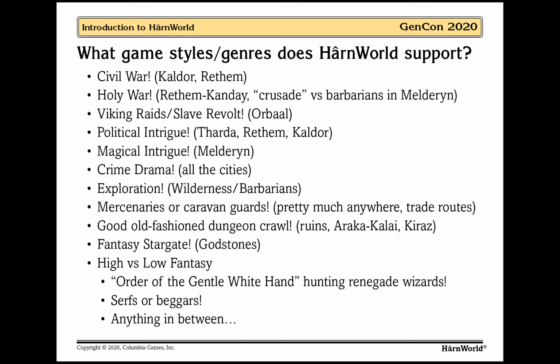Or if you want to go the complete opposite end, you can have a very low magic, low power level campaign. I had a game that I ran for many years that was a gritty urban crime drama. So the players were all related. They were all family, and they were all members of the same thieves guild. And that was very much a local, low fantasy, very gritty sort of campaign. So all of these different ways of playing are supported by the setting, because the setting hangs together well.